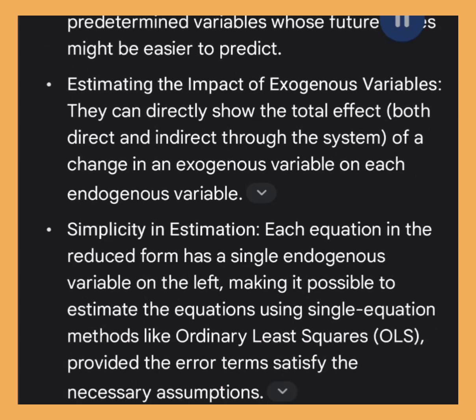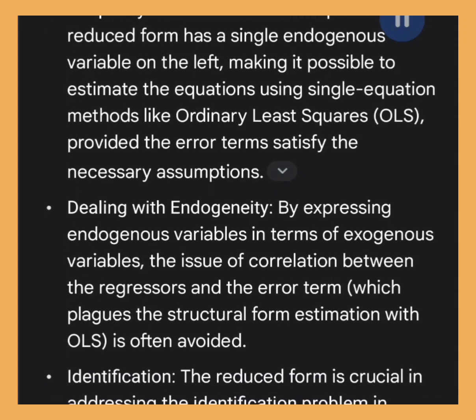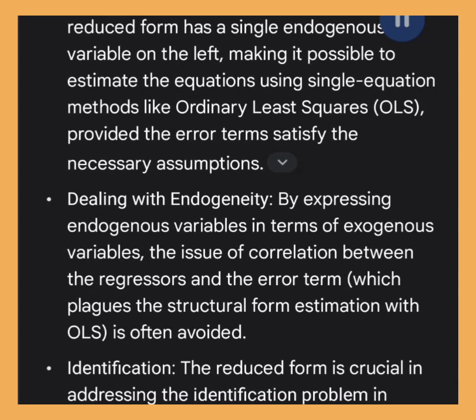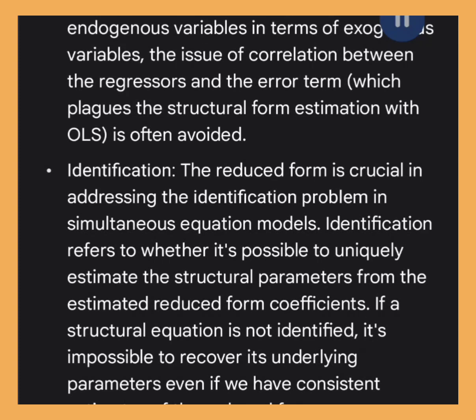Simplicity in estimation. Each equation in the reduced form has a single endogenous variable on the left, making it possible to estimate the equations using single equation methods like ordinary least squares, OLS, provided the error terms satisfy the necessary assumptions. Dealing with endogeneity. By expressing endogenous variables in terms of exogenous variables, the issue of correlation between the regressors and the error term, which plagues the structural form estimation with OLS, is often avoided.